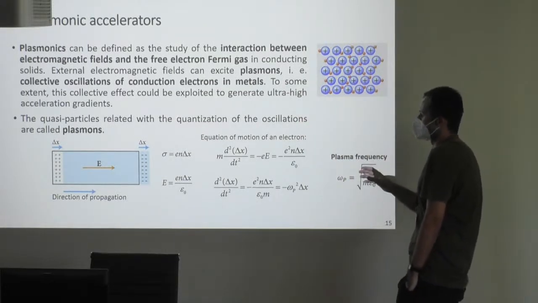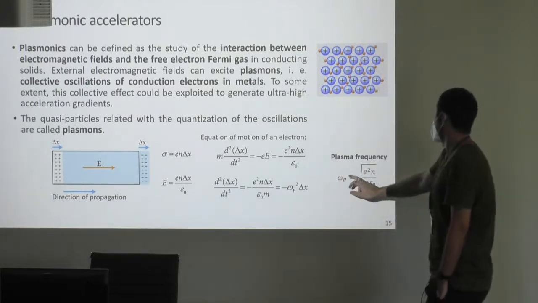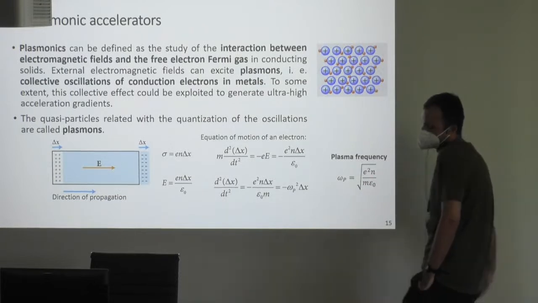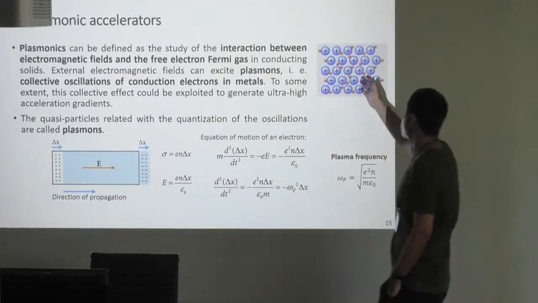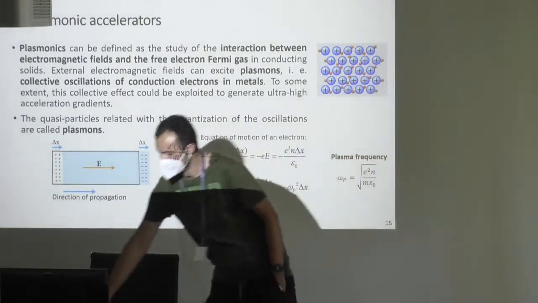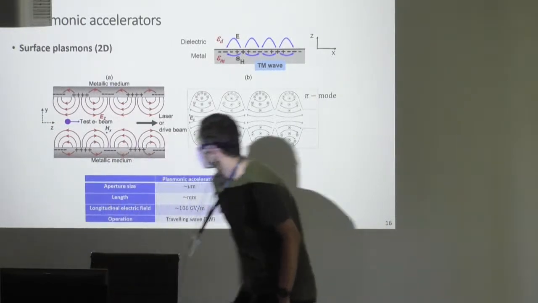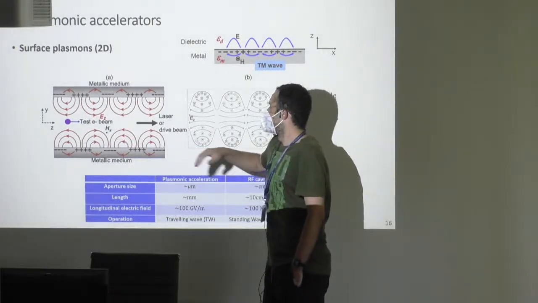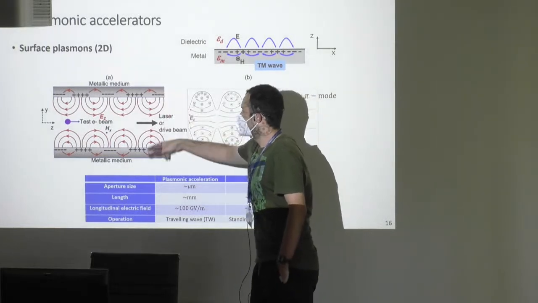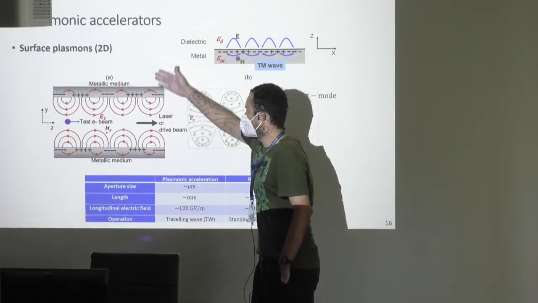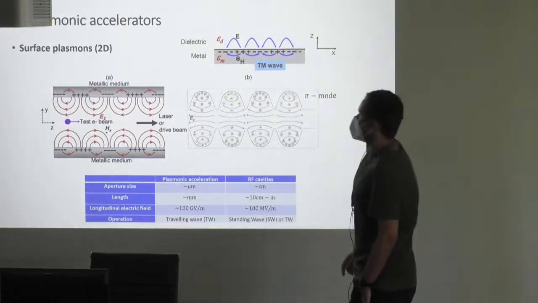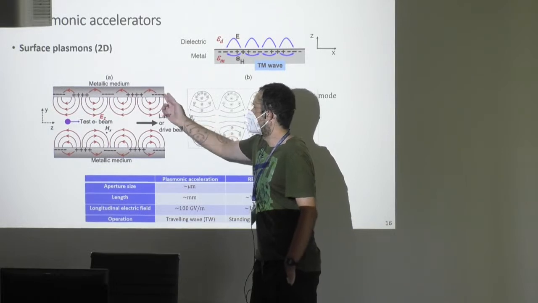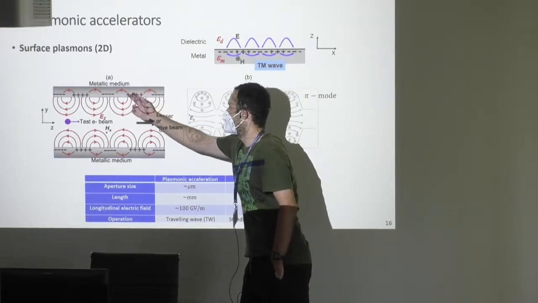We can calculate that these oscillations are produced at a frequency that is the plasma frequency, which depends on the square root of the density of the electrons of the conduction band. So the idea of these accelerators is to use a laser or a drive beam that is traveling inside a cylinder. Here we have a cut of the cylinder in a plane, and it can produce the oscillation of these electrons. We have zones with electrons and zones with absence of electrons.